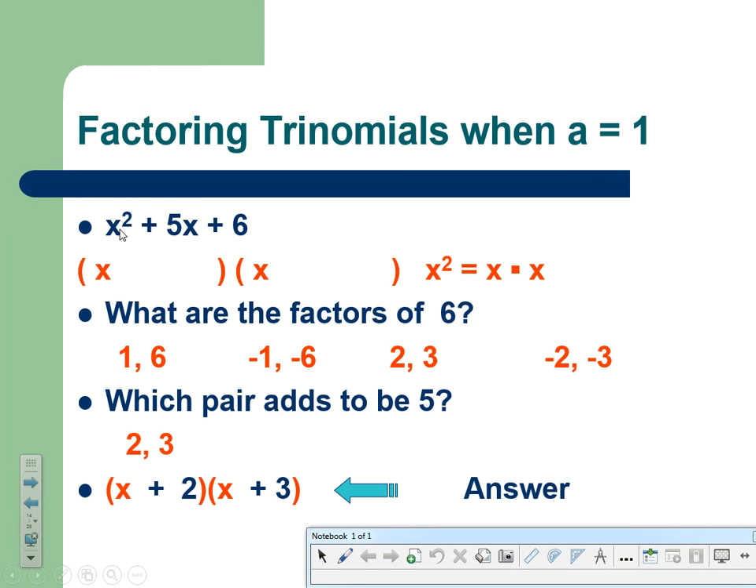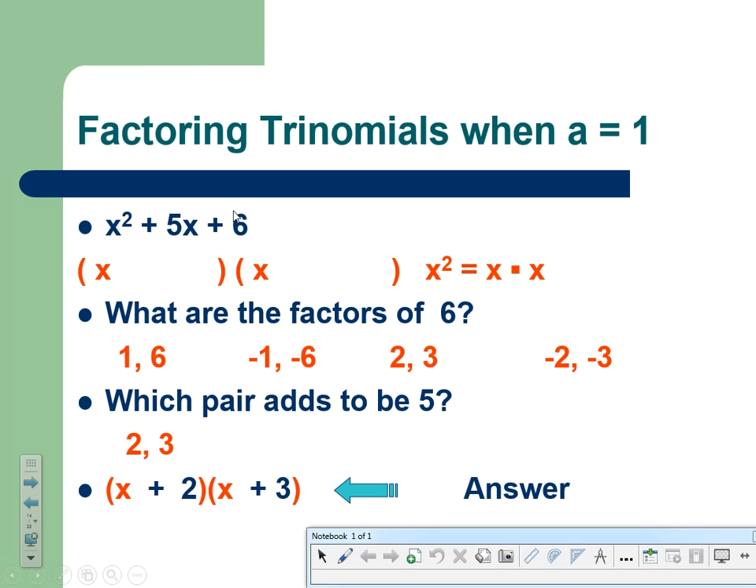In the example, x squared plus 5x plus 6, we see that, again, it is a trinomial and a is equal to 1. The first thing that we want to do is look at the first term, the ax squared term. And what we want to do is give the factors of x squared. The factors of x squared are x times x. And we place each of the x's in the parentheses.